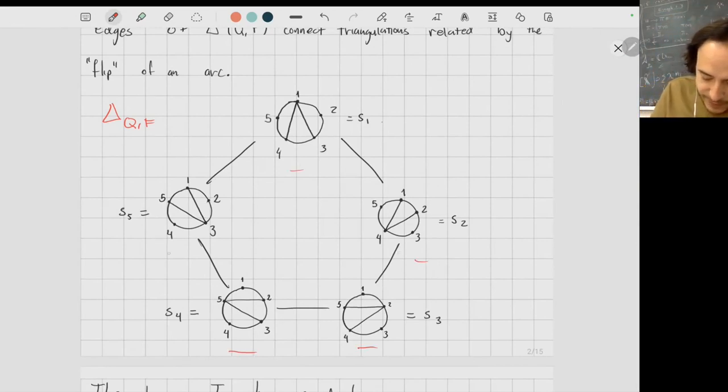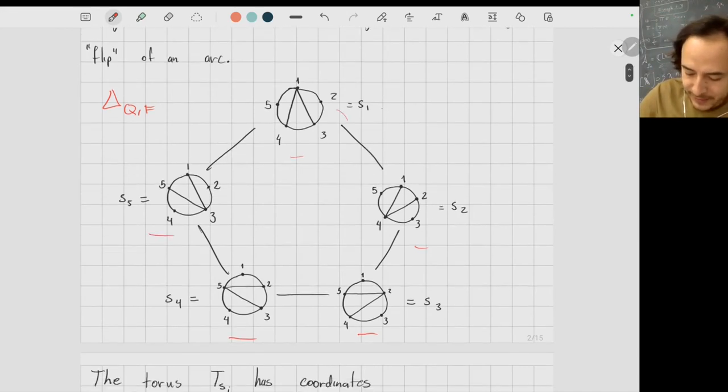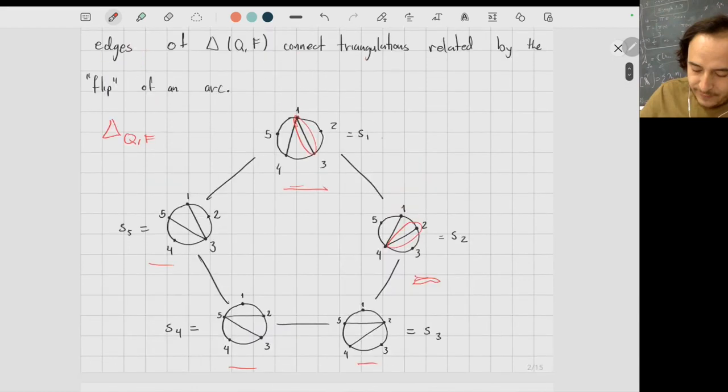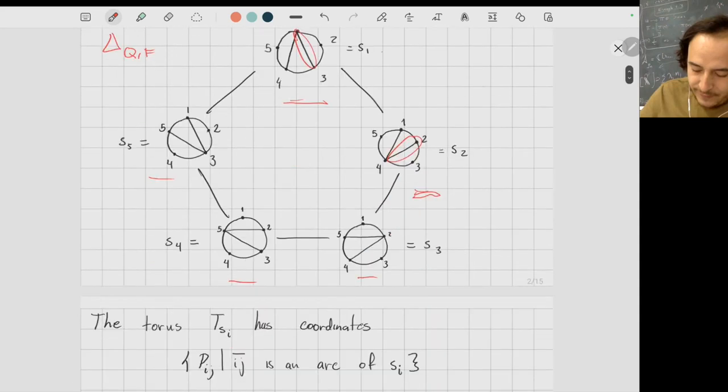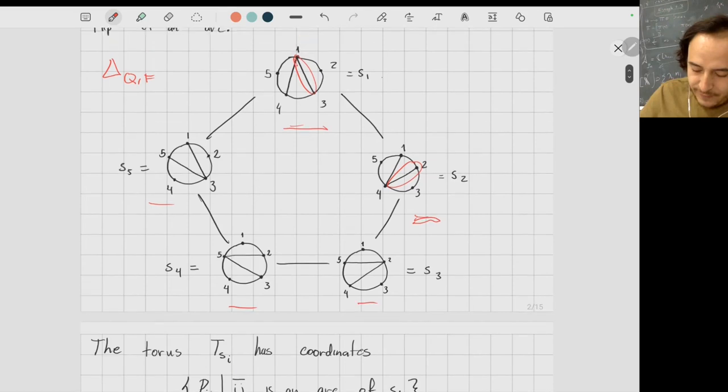So I have five topological triangulations of my disk, and this edge, for example, stands here because this triangulation and this triangulation share all the arcs except for one arc that was flipped in a quadrilateral. Okay, so this is my simplicial complex. And what are the preferred coordinates? I have five tori in my atlas.